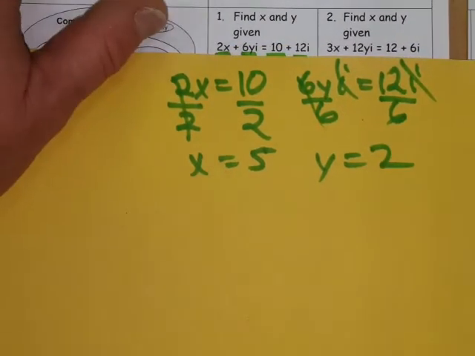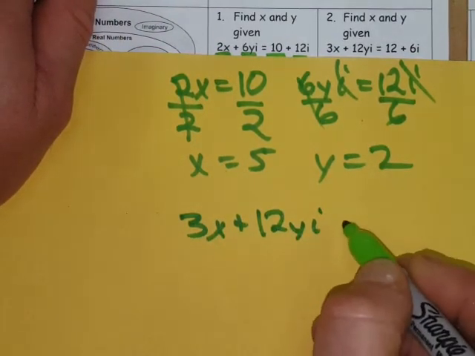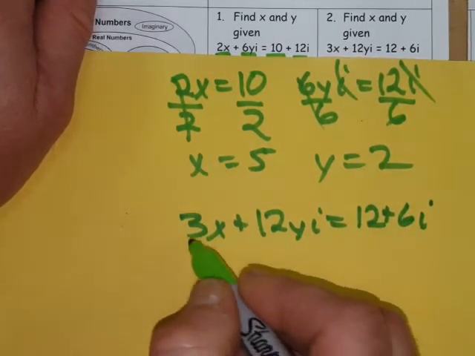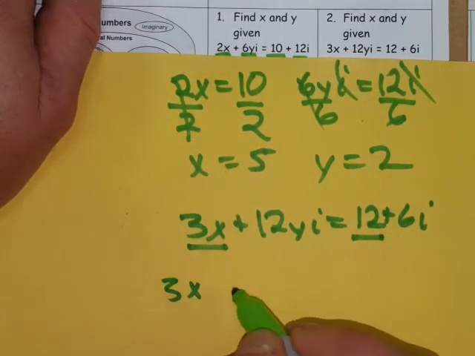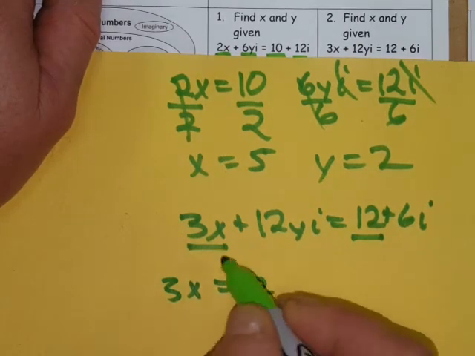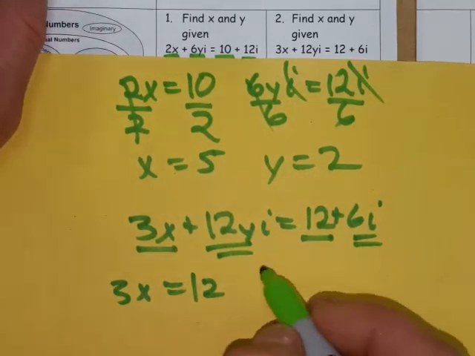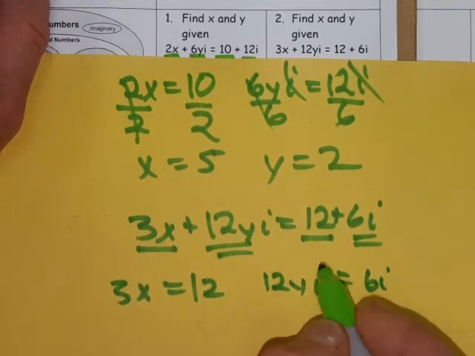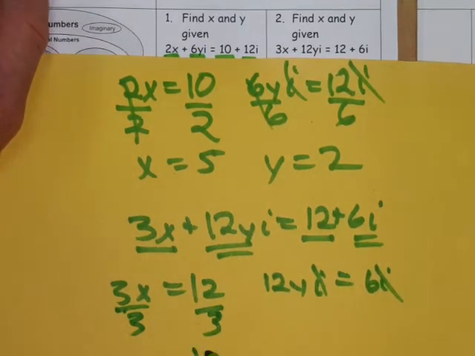All right, so our other equation, we have 3x plus 12yi is equal to 12 plus 6i. Again, real part on the left, real part on the right. These are the parts without i's. 3x is equal to 12. Imaginary part on the left, imaginary part on the right, set those equal to one another, and that is 12yi is equal to 6i. So we'll go ahead and scratch these i's off. If 3x is equal to 12, we'll divide by 3, x is equal to 4.